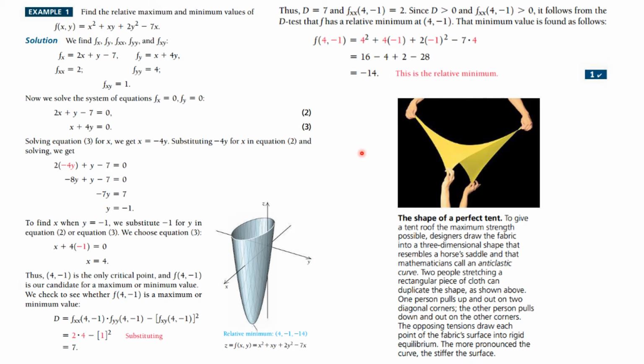This talks about an example of a saddle point where you're stretching the cloth this way, stretching it this way as tight as you can, and it turns out that is giving you a tent roof of maximum strength. So a saddle point, and the tighter the curvature, the better it is. That is sort of an engineering application of saddle points.